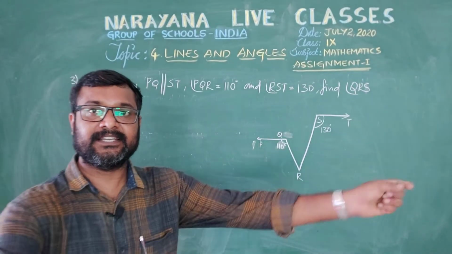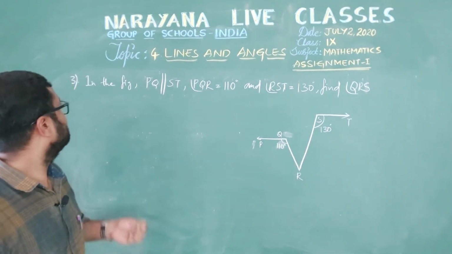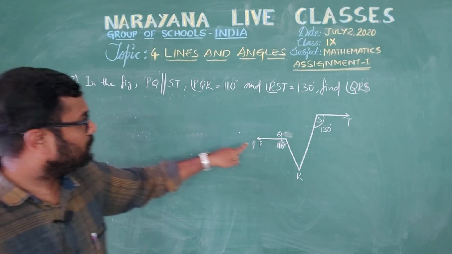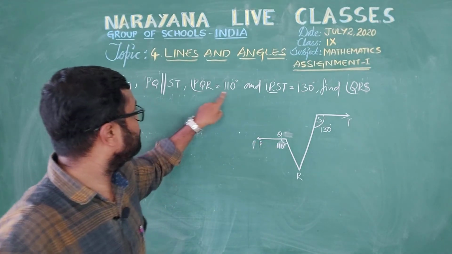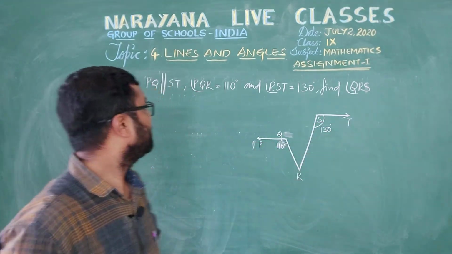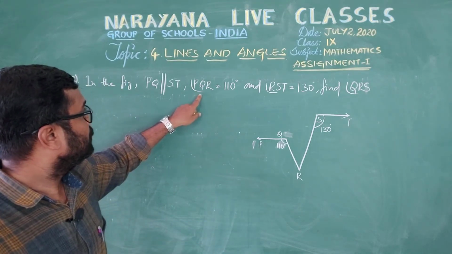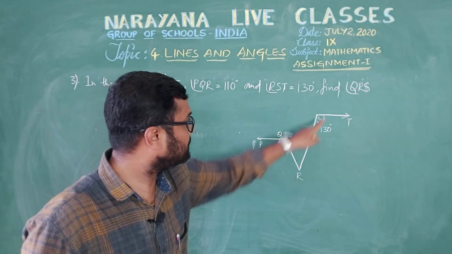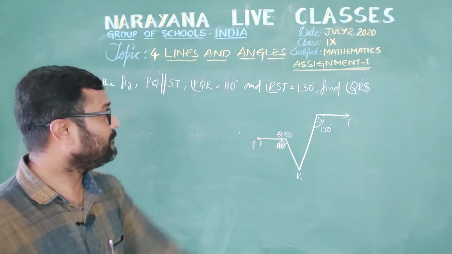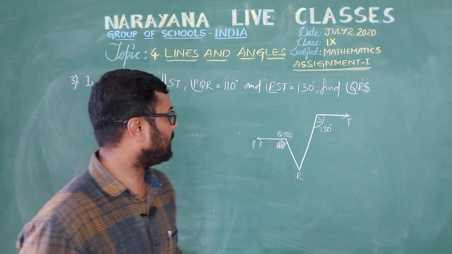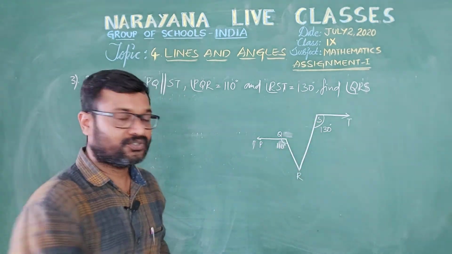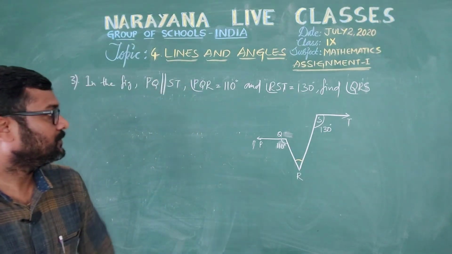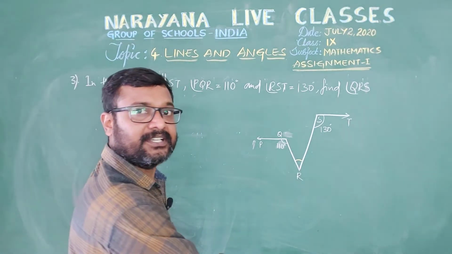So let's see the third question. In this figure, PQ is parallel to ST and he has given two angles, that is PQR is 110 degrees and RST is 130 degrees, and we need to find angle QRS. So we need to find this angle. Let's see how. I will make some construction here.